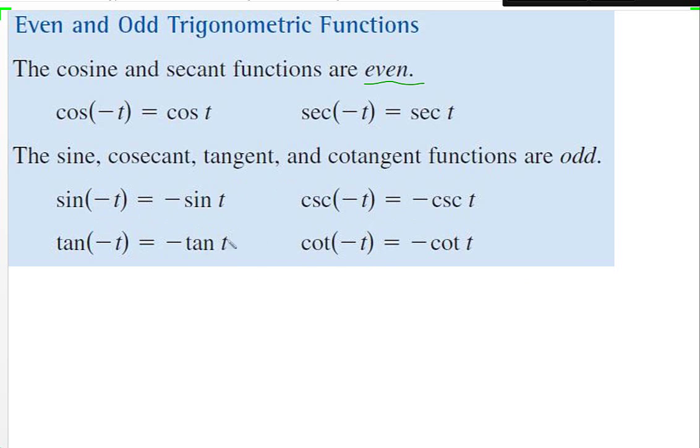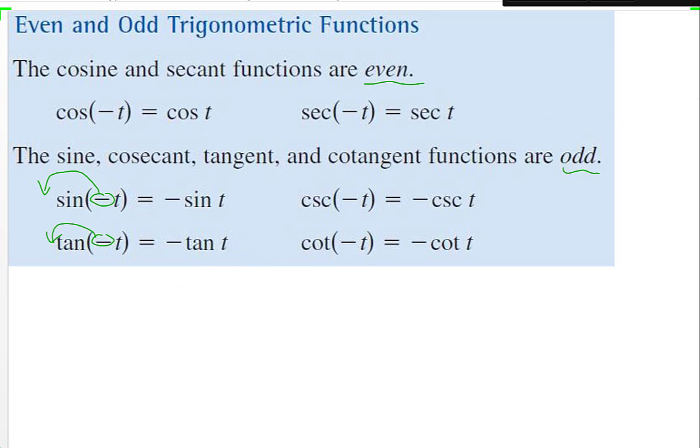Sine and basically all the other trig functions are considered odd functions. What that means is the sine of a negative angle is equal to the negative of the sine function. The way you want to think about it, the negative just gets pulled outside, and your answer is basically the opposite of the sine function. That's why it's the negative of the sine function. And over here, the same thing happens for cosecant, cotangent, and tangent. The negative just gets pulled out to the front, so you get the negative of the tangent function, and so on.